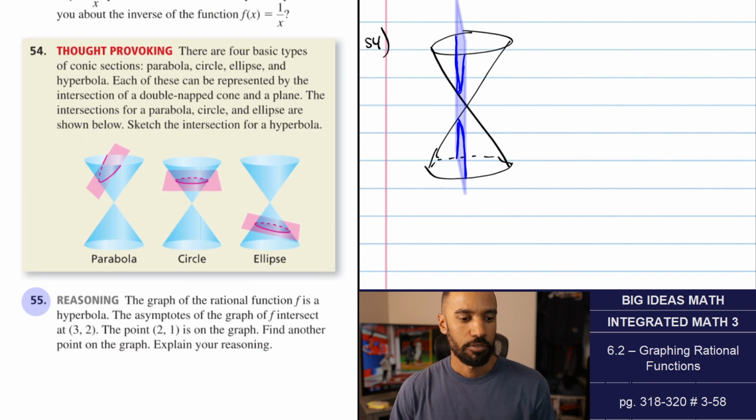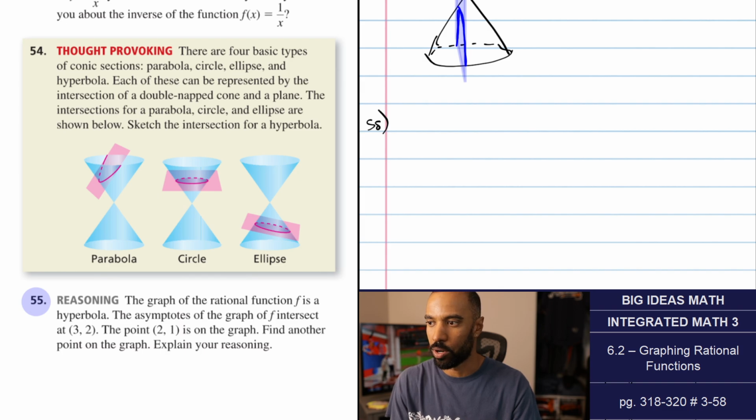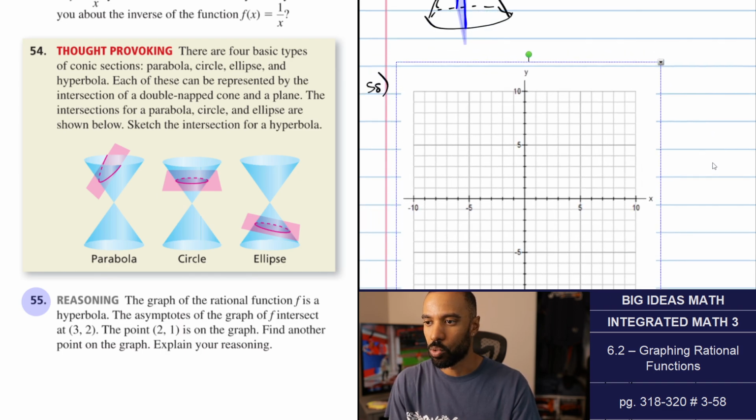The graph of the rational function f is a hyperbola. The asymptotes of the graph of f intersect at (3, 2), and the point (2, 1) is on the graph. Find another point on the graph, explain your reasoning. Well, they're probably going to talk about a reflection piece with this. I could come up with the entire equation for you, I'm sure. But let's just get into what they have here.